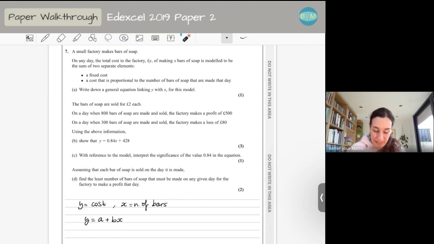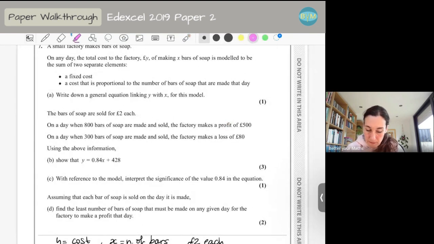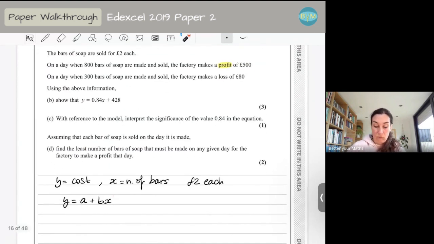So come back. The bars of soap are sold for £2 each. On a day where 800 bars of soap are made and sold, the factory makes a profit of £500. Be careful because we haven't mentioned profit so far, it was cost and number of bars. On a day where 300 bars are made and sold, the factory makes a loss of £80. Using the above information, we have to find the line that we just wrote here. So we have to find the A and the B.